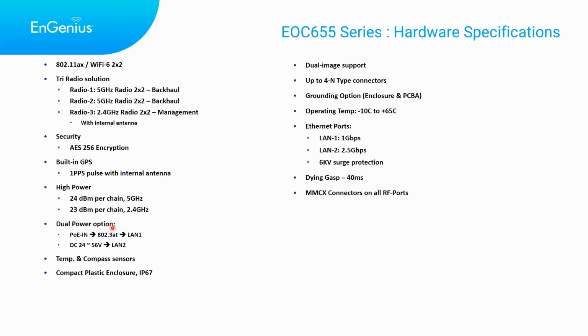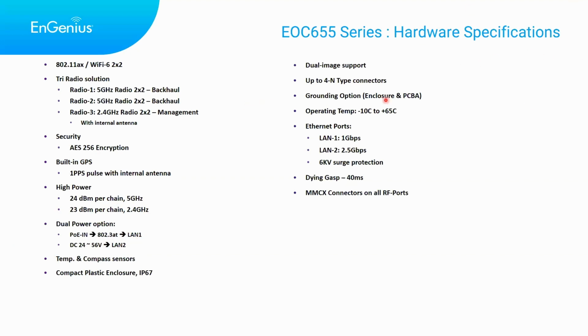So maybe for LAN 1, you have your normal PoE connection. LAN 2, you have your proprietary or DC connection. So maybe you're using a solar connection for powering up the unit. So we give options for our clients. It has temperature and compass sensors built in as well. So this would help in terms of aligning the devices. Later on, I'll talk about the software, which would help you as well for alignment and for calculating your links.